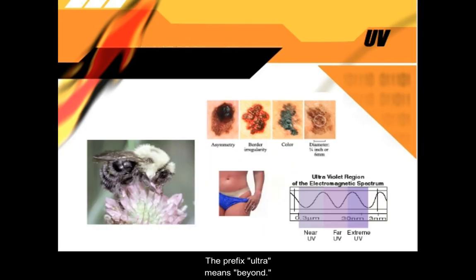The prefix ultra means beyond. Ultraviolet radiation is beyond or above violet light in terms of energy. UV radiation has 3 bands, A, B, and C, and all 3 types are emitted by the sun. The lowest energy band, UVA, ages skin upon exposure, while the higher energy band, UVB, burns skin.